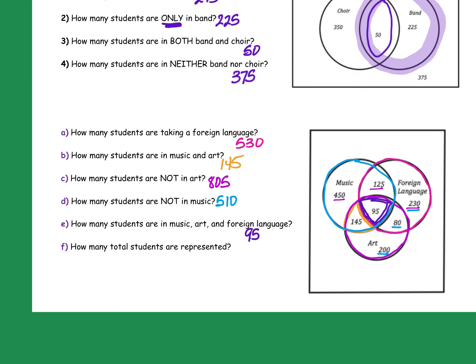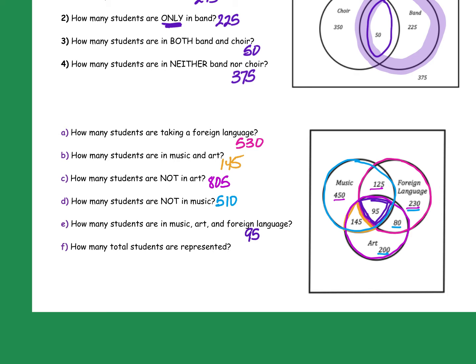So when it says music, art, and foreign language, that would be only the very middle piece where all three circles overlap. Okay. But what's 125 though? 125, that's music and foreign language. 80 would be foreign and art. And then 95 for all three. Yes, because that's where all three circles overlap. Does that make sense now?